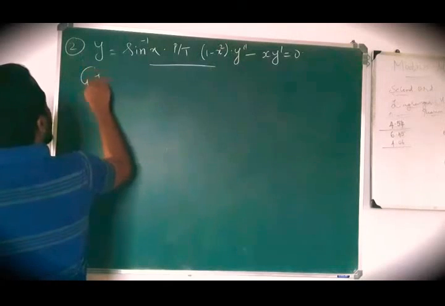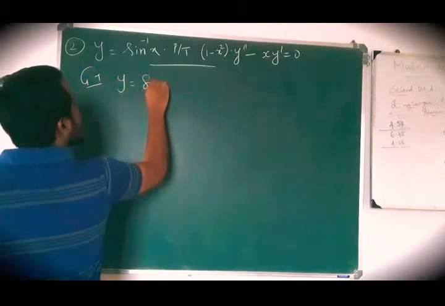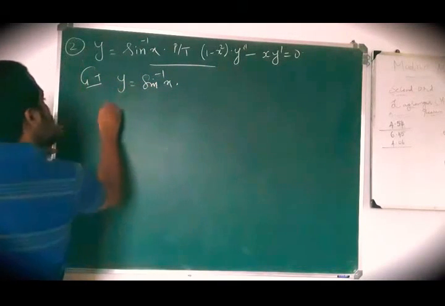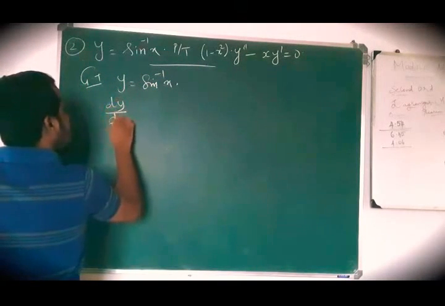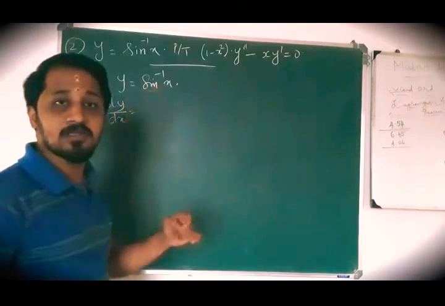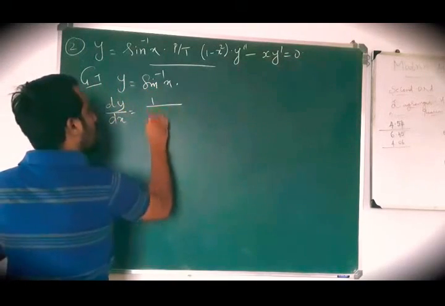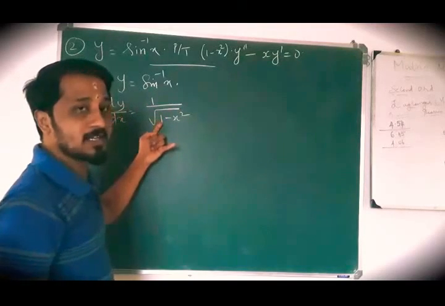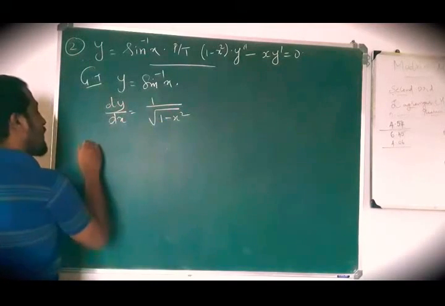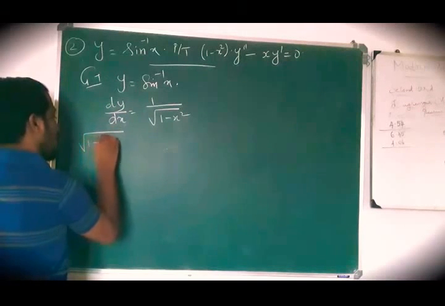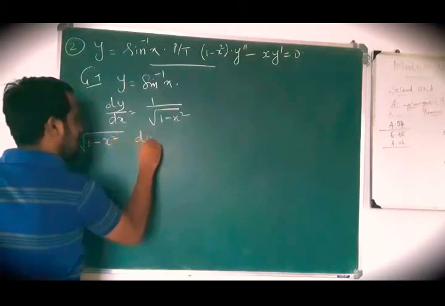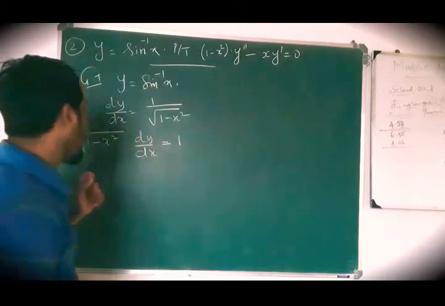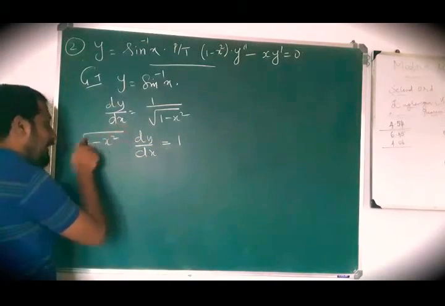Given that y is equal to sine inverse x. So first you have to find out dy/dx. Derivative of sine inverse x is 1 by root of 1 minus x². Yes or no? 1 by root of 1 minus x². I am taking root of 1 minus x² this side. So root of (1 minus x²) into dy/dx is equal to 1. Yes or no?